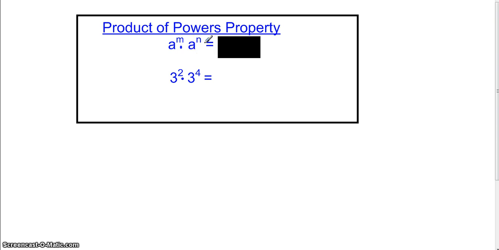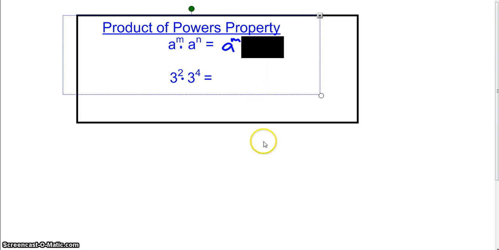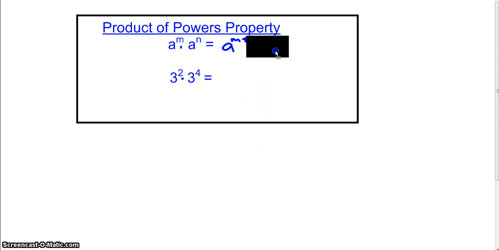So what did we just learn we do with the m and the n, Casey? You add them together. Good job. So we can write this as what? How would you say it? A to the m plus n. But you must have that addition symbol there, because if you just wrote mn, that would mean multiplying. That's a different thing, okay? We're going to learn that too.